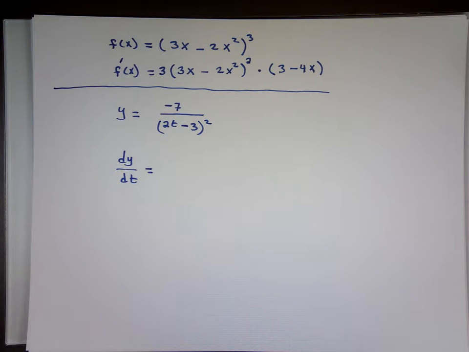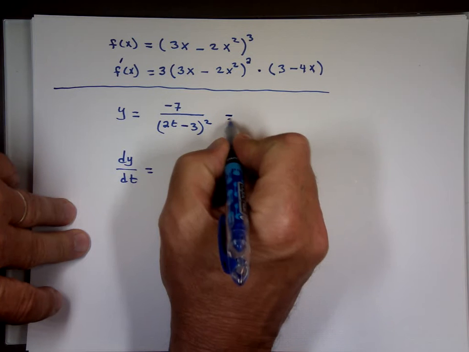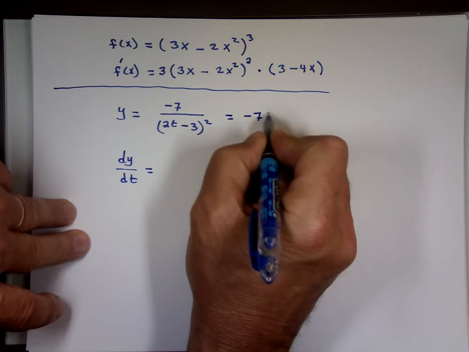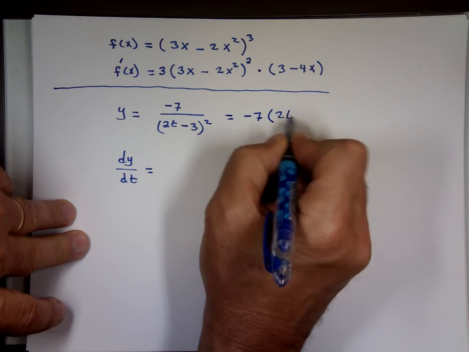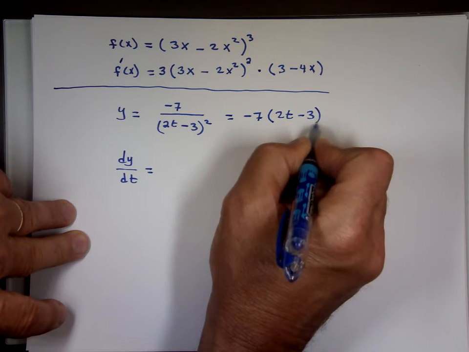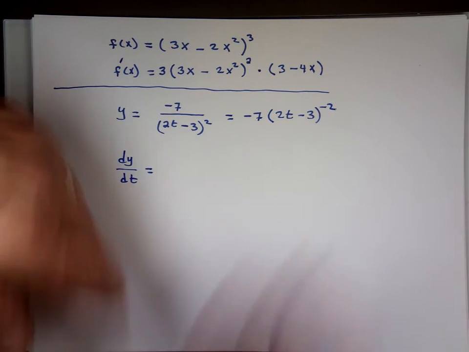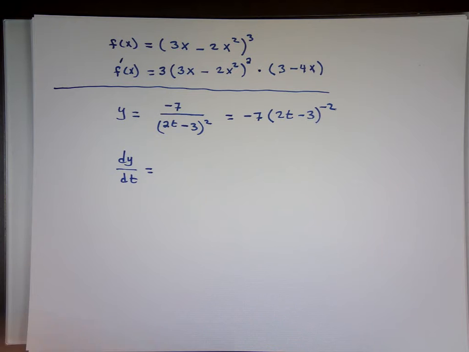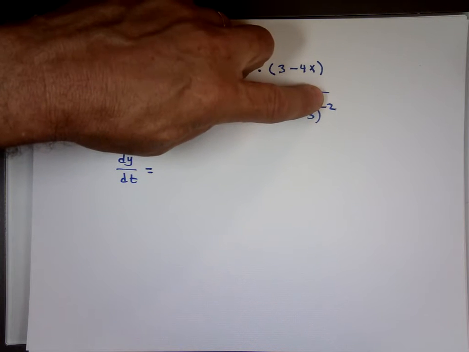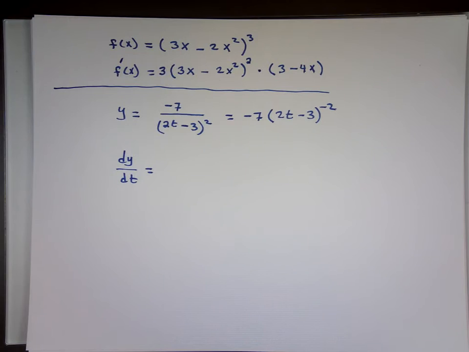Because you can rewrite this as negative 7 times (2t minus 3) to what power? Negative 2. The general power rule is used when the exponent is different than 1. That's when you want to use it. So if the power is a negative number, if the power is a fraction, if the power is a positive number, if it's not 1, you want to use the general power rule.